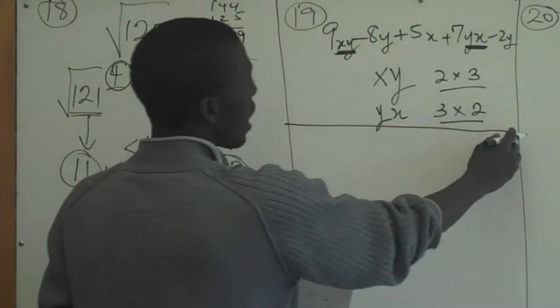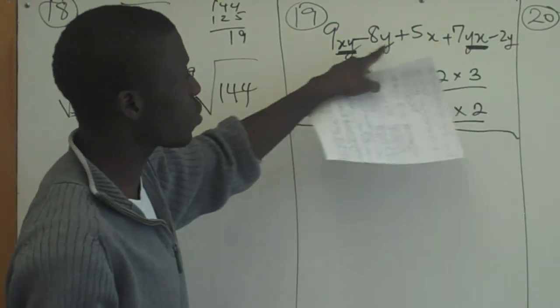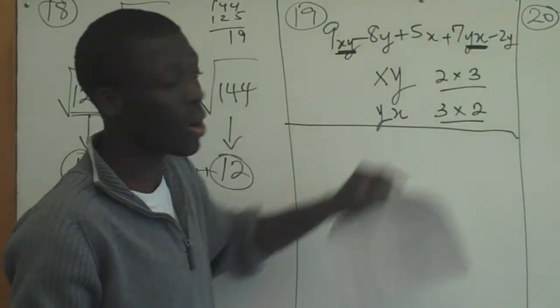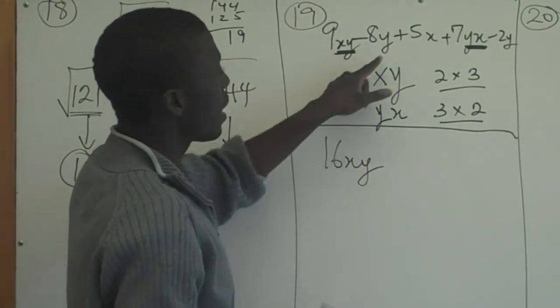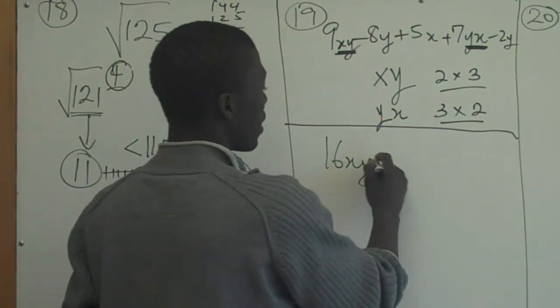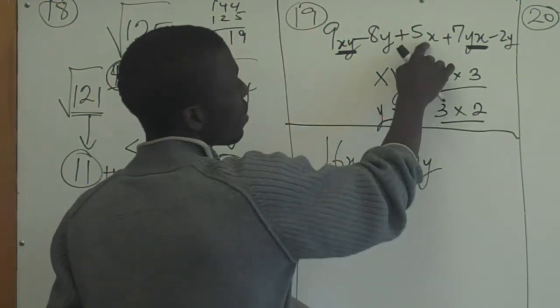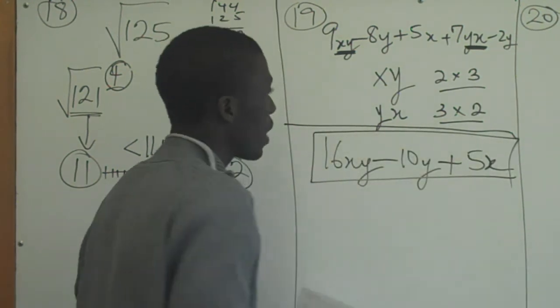So now, using like terms, we know that the xy terms would add. So 9xy plus 7xy will give us 16xy. Then minus 8y minus 2y gives us minus 10y. And then the 5x is just by itself. And that's all that is required of you for that problem.